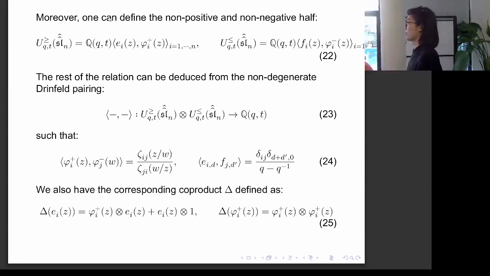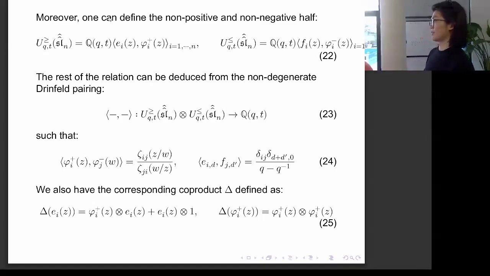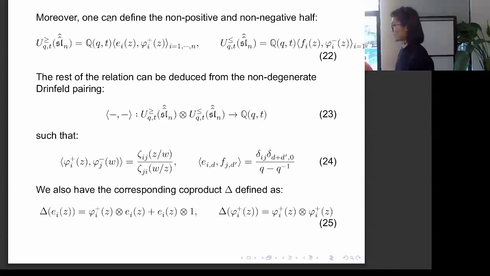And with respect to this Dirac pairing, you can see that we can have a unique universal R matrix. And this universal R matrix could lead us to the coproduct, which can be defined in the following way. I still just write down the non-negative part. For the non-positive part, you just do it on your side.